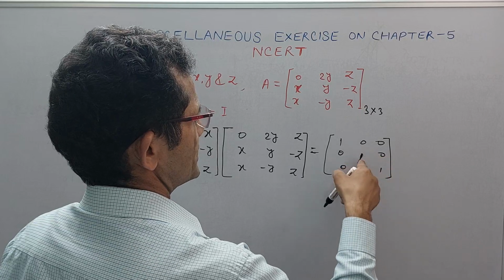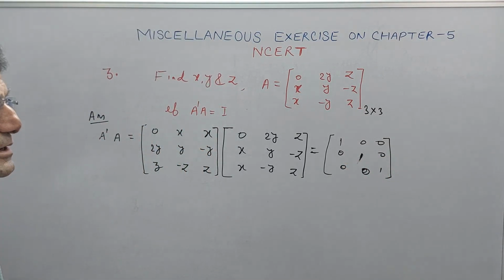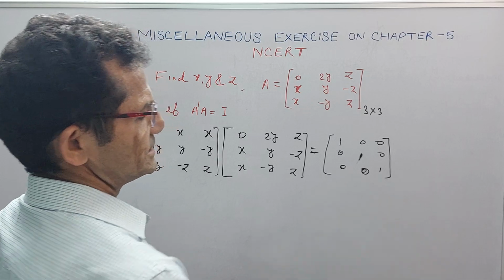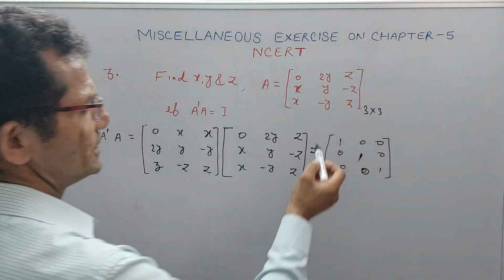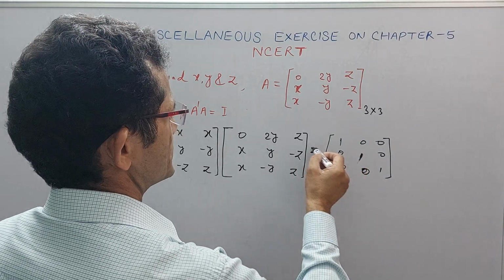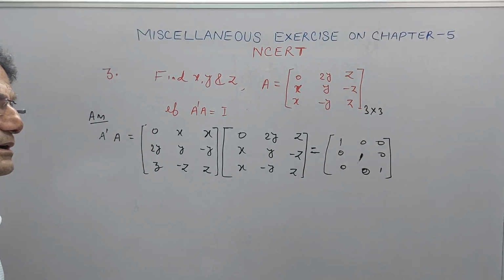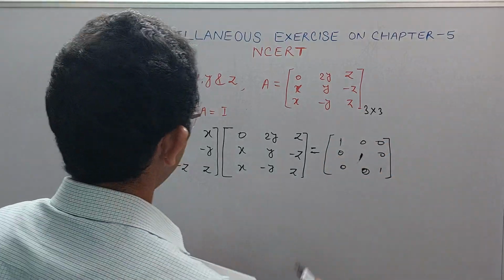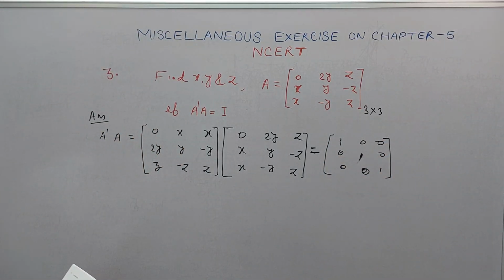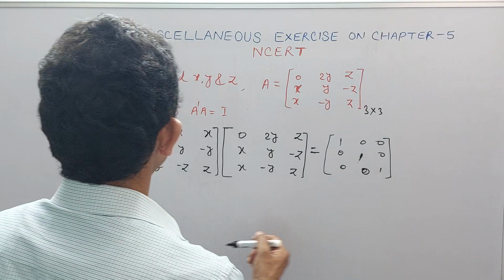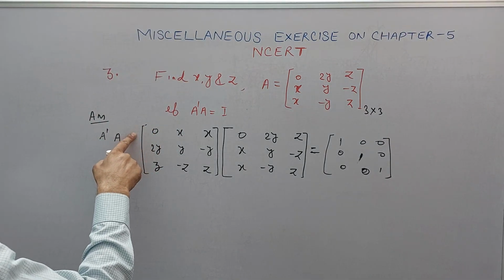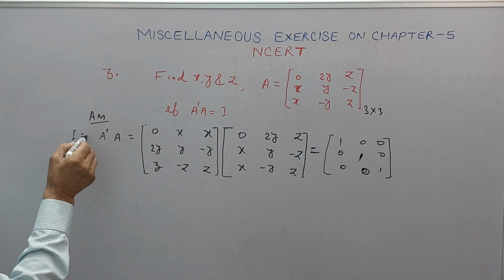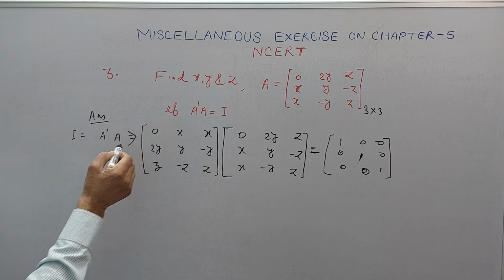In a diagonal matrix, all non-diagonal elements should be 0 and at least one diagonal entry should be non-zero. Then it is called a diagonal matrix. This is also a diagonal matrix. Now these are our given conditions. This is matrix A, and the identity matrix will be this one, so I have written this value.